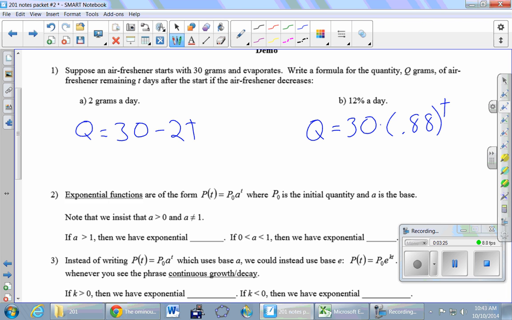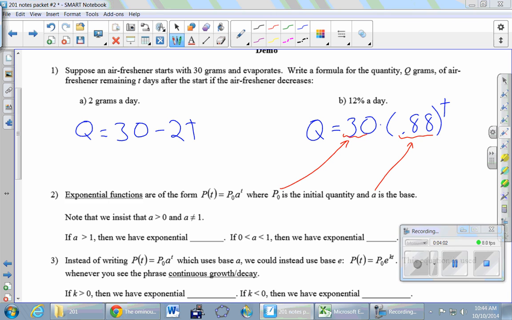P sub 0. Note that we insist that A is greater than 0. We have an exponential. Okay, so let's pause right here. So I've labeled a couple of the numbers we had in our air freshener example. The 30 is the P sub 0, the initial population of this chemical. And then the base is this 0.88. That's taking the role of A in this kind of generic exponential version.